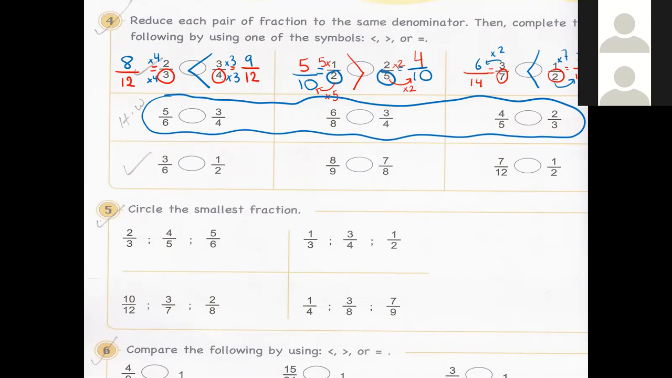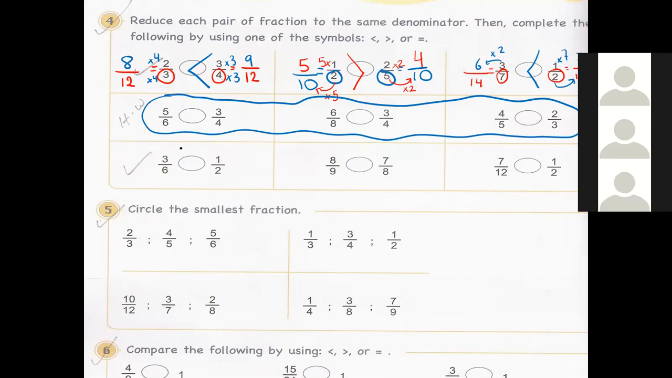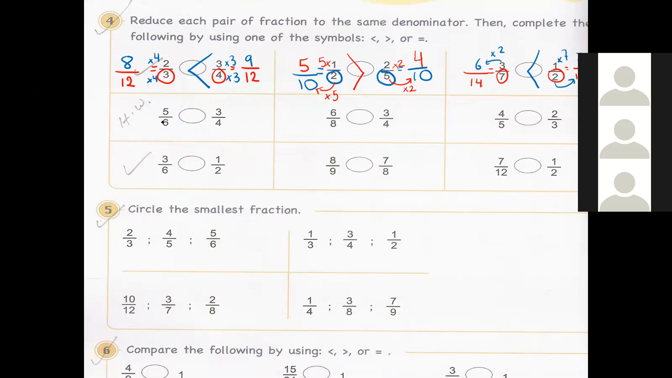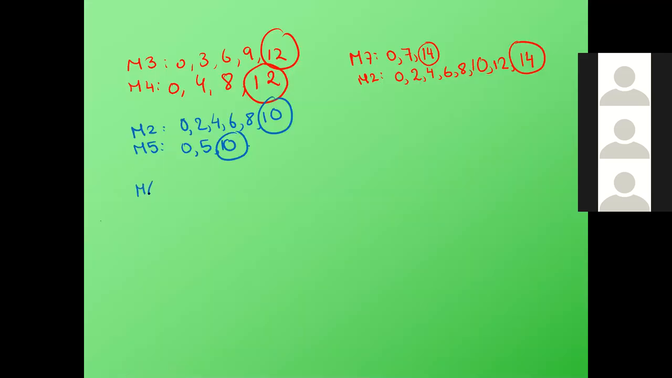Okay. Now, Bilal Shibli. Yes. 5 over 6 and 3 over 4. How do you compare them, ya Bilal? What shall I do first? First, we want to choose a number to put as the common denominator. We have to find the multiples of what? Of the denominators, 6 and 4. Yalla ya Bilal, tell me table 6.